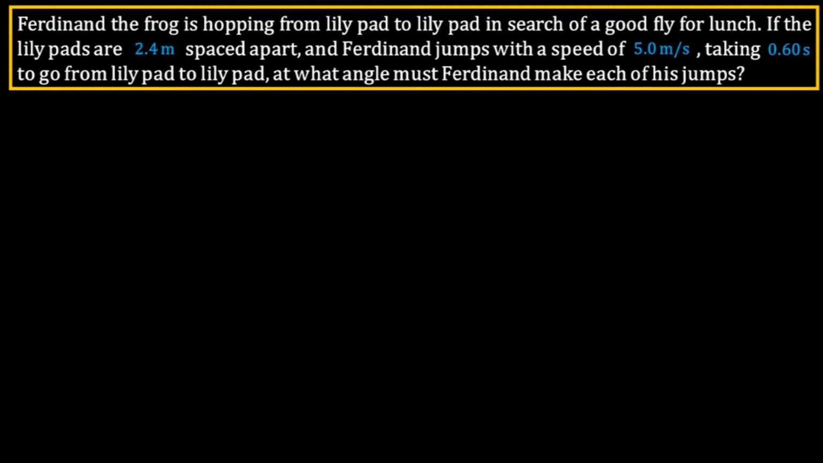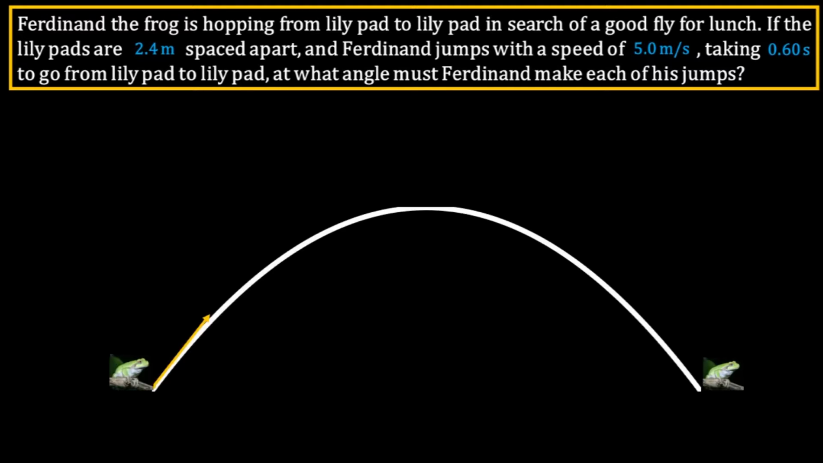Ferdinand the frog is hopping from lily pad to lily pad in search of a good fly for lunch. If the lily pads are 2.4 meters spaced apart and Ferdinand jumps with a speed of 5 meters per second, taking 0.6 seconds to go from lily pad to lily pad, at what angle must Ferdinand make each of his jumps? It's going to go very quickly. I'm going to show every single step.